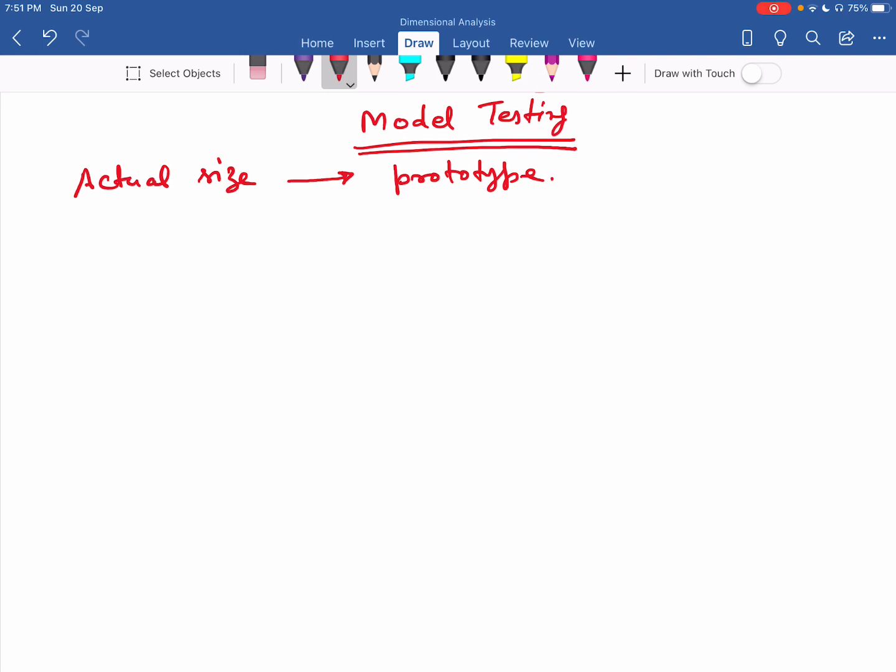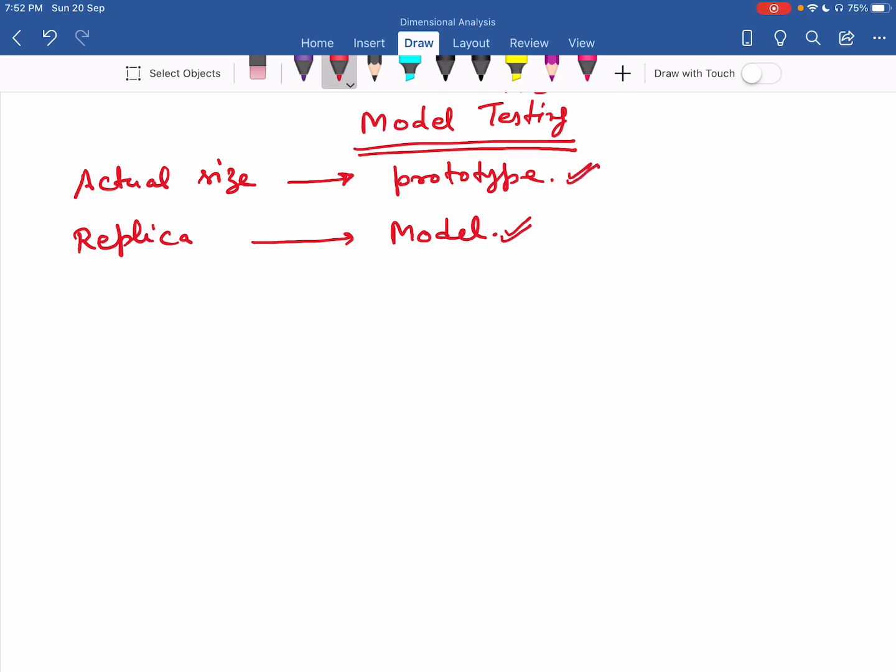Whereas its replica, we call it the model. So the actual size machine is the prototype, and the replica of the prototype we call the model. On the basis of the results from the model, the performance of the prototype can be predicted. On the basis of experiments we do on the model, the performance of the prototype can be predicted.